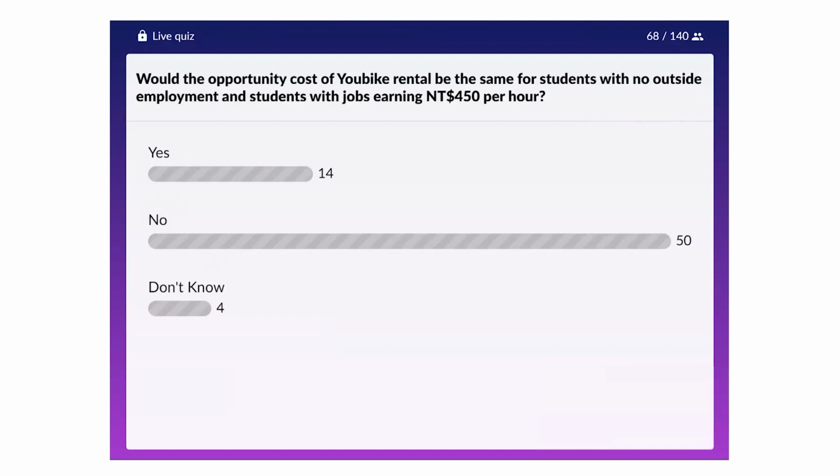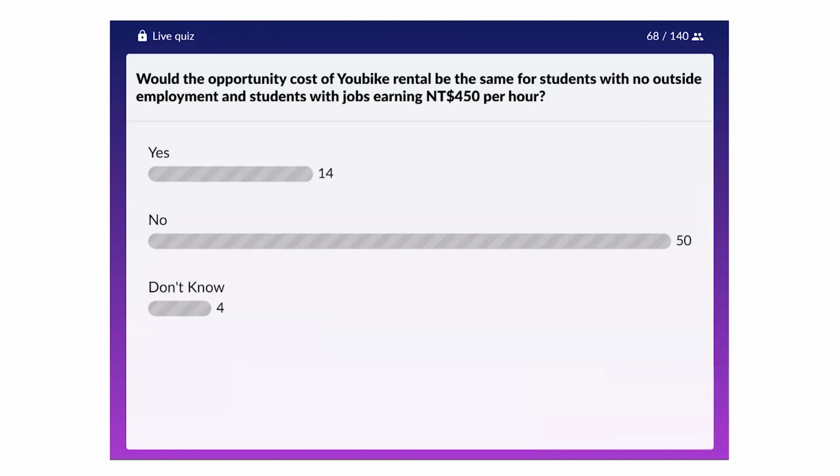So think of, suppose you are a student who has a part-time job as a private tutor, so you earn 500 NT dollars per hour. And now you need to go to your student's house to do your job. Compared to that, if there's a student who does not have an outside option, how important is it that right after class, you have access to a U-bike.